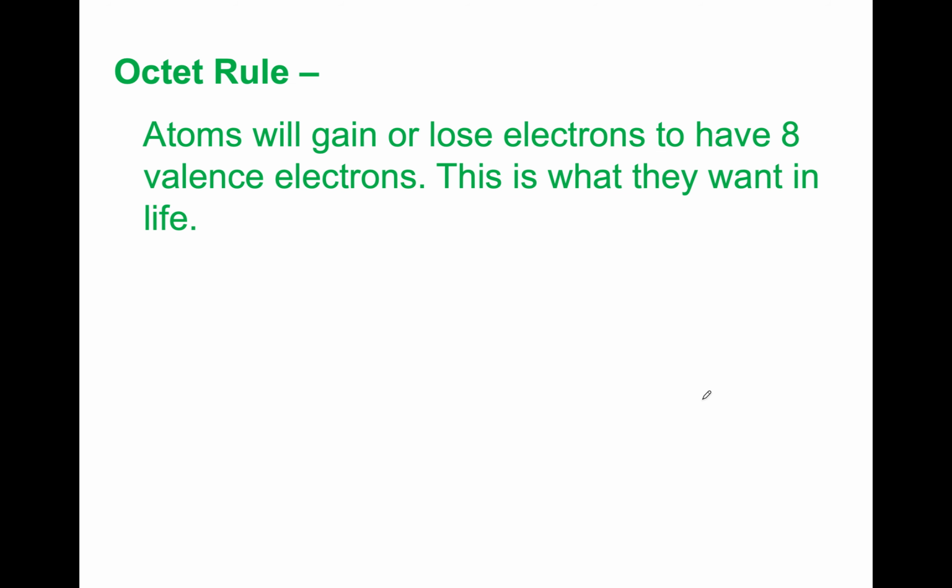Okay. And so now we're going to go over something called the octet rule. So we've talked a lot about valence electrons because in biology that's pretty much all we care about, the outermost electrons, because they dictate the characteristic of an atom, what it wants to do. So this octet rule, octagon, right, stands for the number 8. The octet rule states that atoms will gain or lose electrons in order to have a full 8 valence electrons. This is what they want in life, okay?